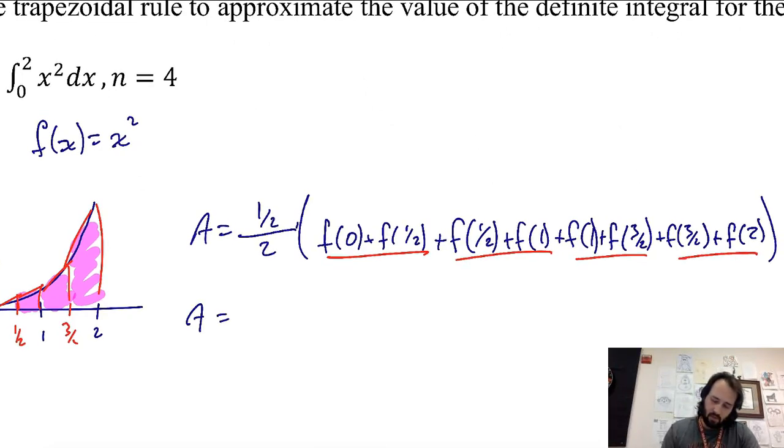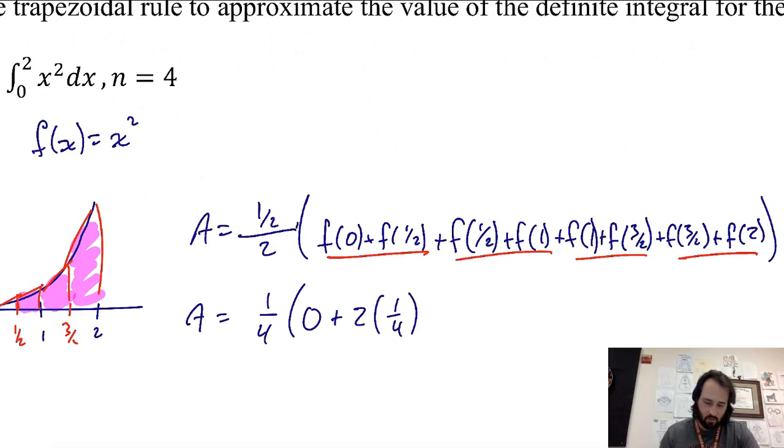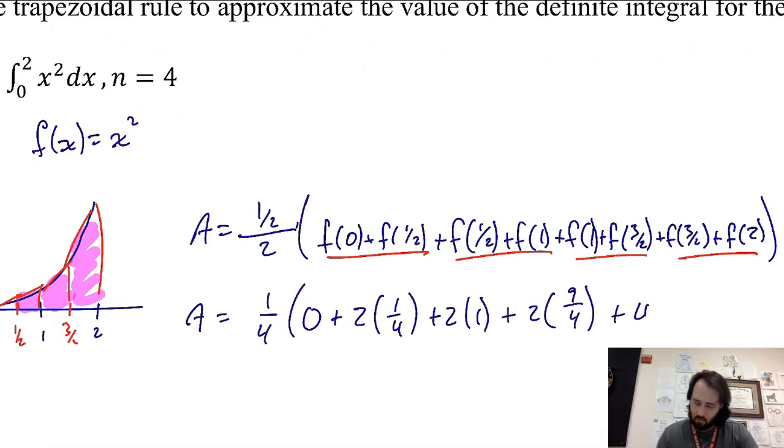To simplify this, this will be 1/4 times f of 0, which is 0, plus 2 times f of 1/2, which is 1/4, plus 2 times f of 1, which is 1, plus 2 times f of 3/2, which is 9/4, plus f of 2, which would be 4. Type that all in your calculator.